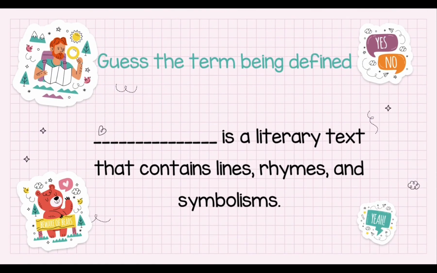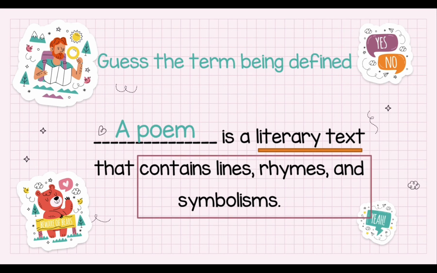Blank is a literary text that contains lines, rhymes, and symbolisms. The answer is a poem. And its class is a literary text. As we all know, there are different literary texts: short stories, novels, even a script or a play. But the differentiating characteristics of a poem is that it contains lines, rhymes, and symbolisms.